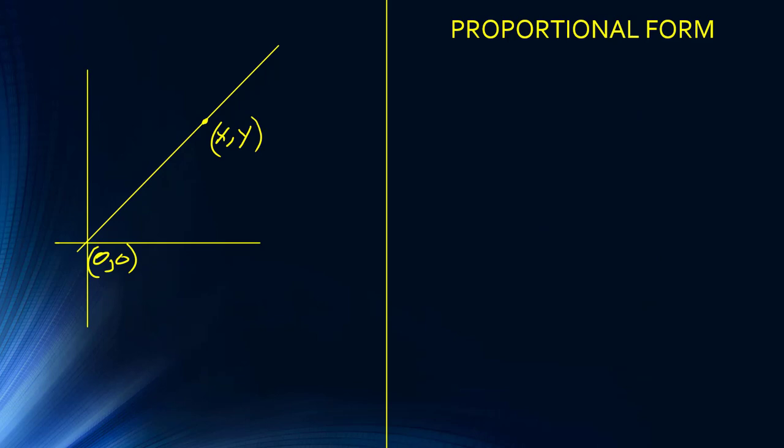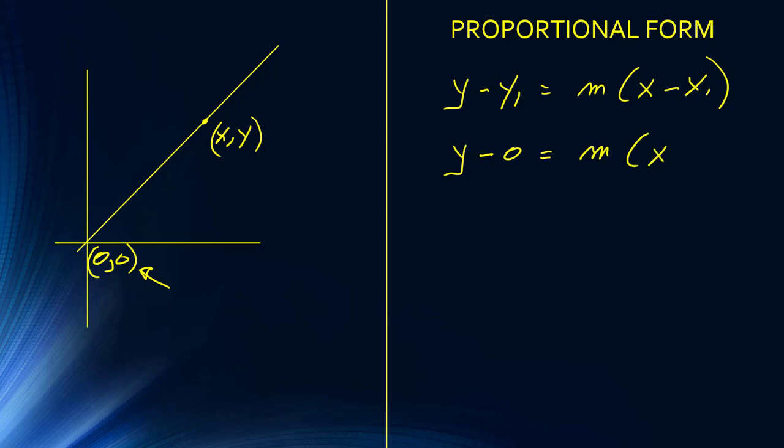Once again, starting with the point-slope form of the equation, y subtract y1 equals m times (x subtract x1). In this case, we'll let our function cross at the origin. That's the point 0, 0. And then we're going to take these coordinates and put them into this equation. We'll have y subtract 0 equals m times (x subtract 0). Finally, we get y equals mx. And this is called the proportional form of the equation.